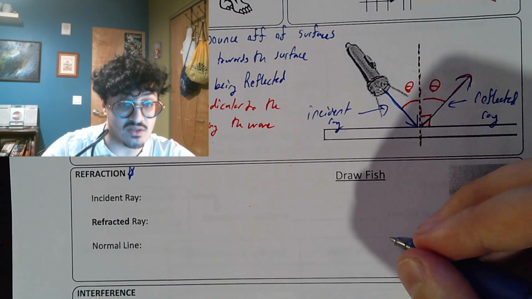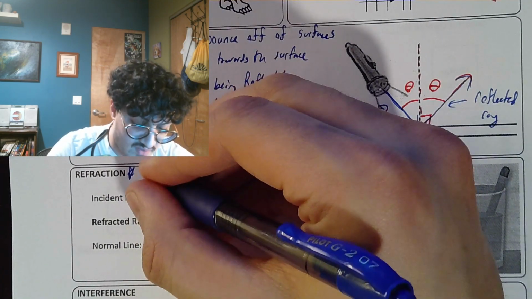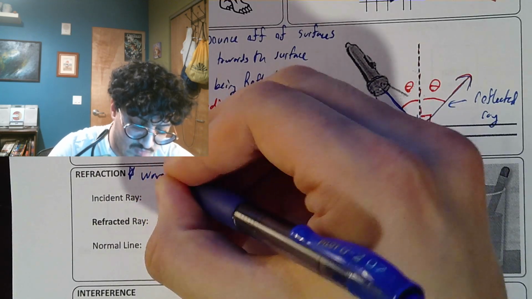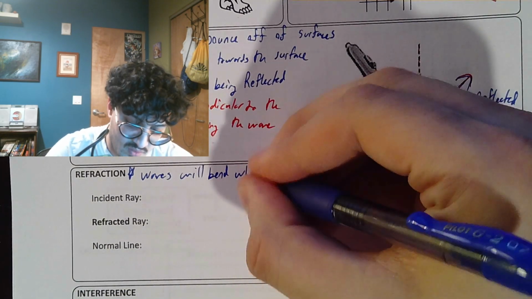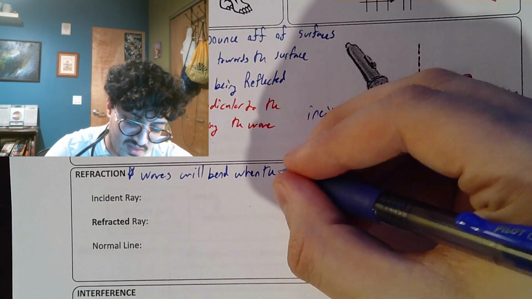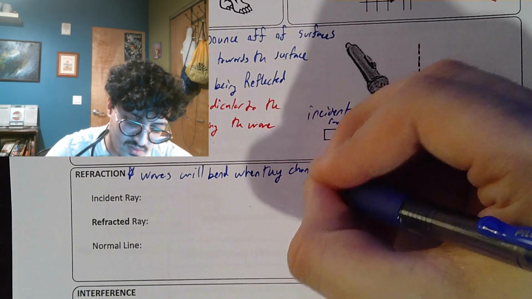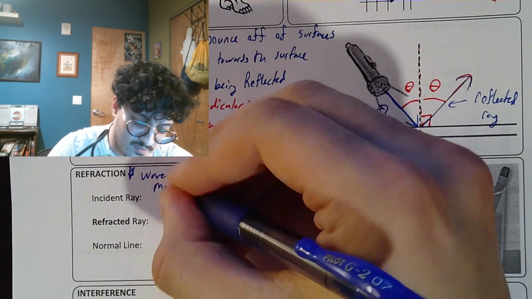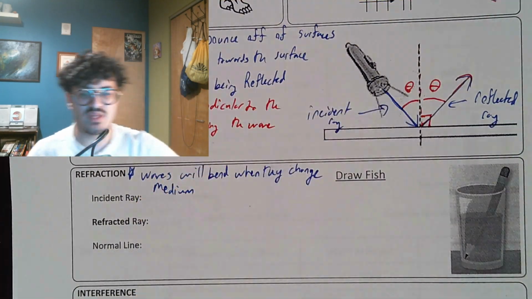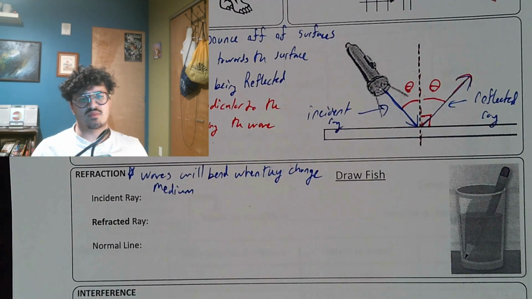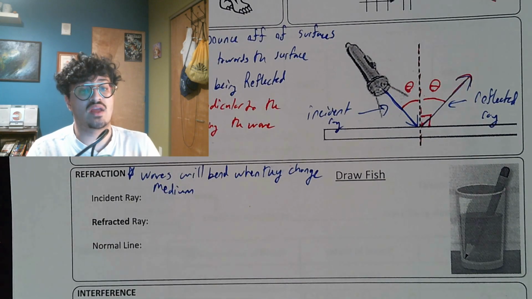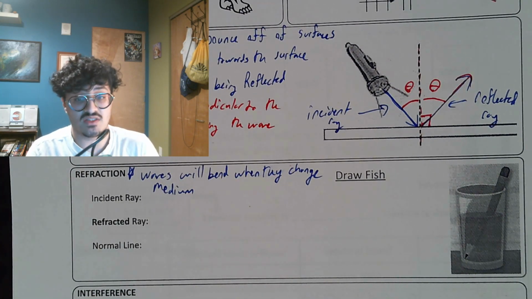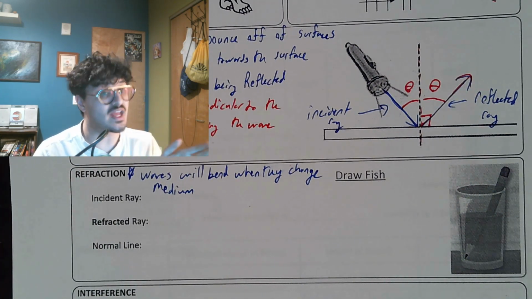They're very similar, though. Refraction is the fact that all waves will bend when they change medium. Remember, medium, this word, is the substance our wave is traveling through. So whenever a wave changes what substance it's traveling through, it will bend a bit.